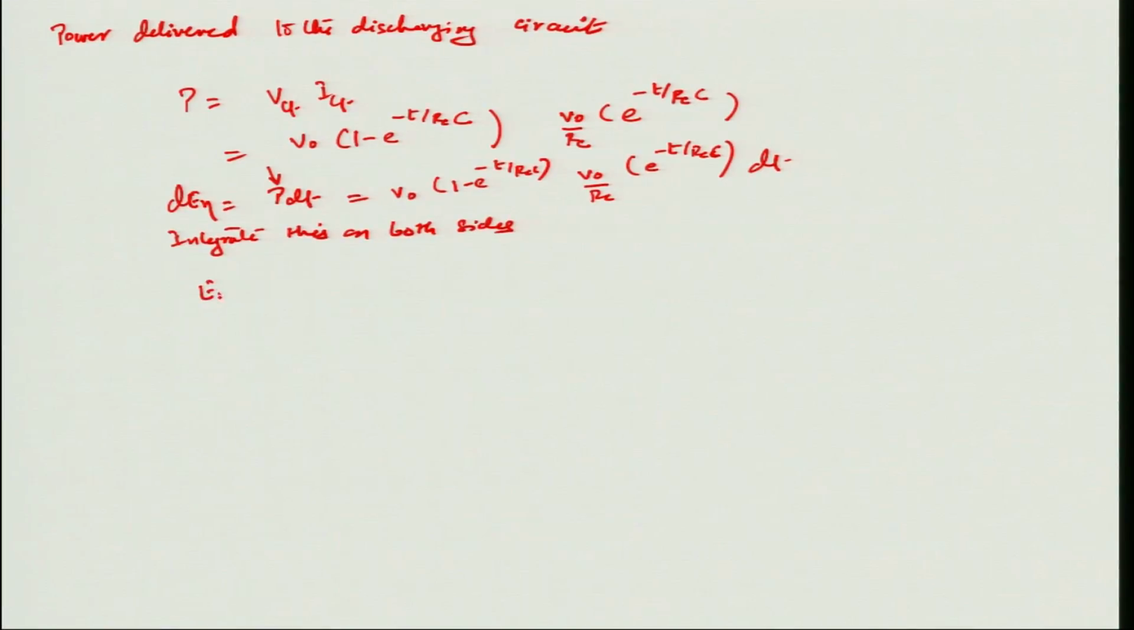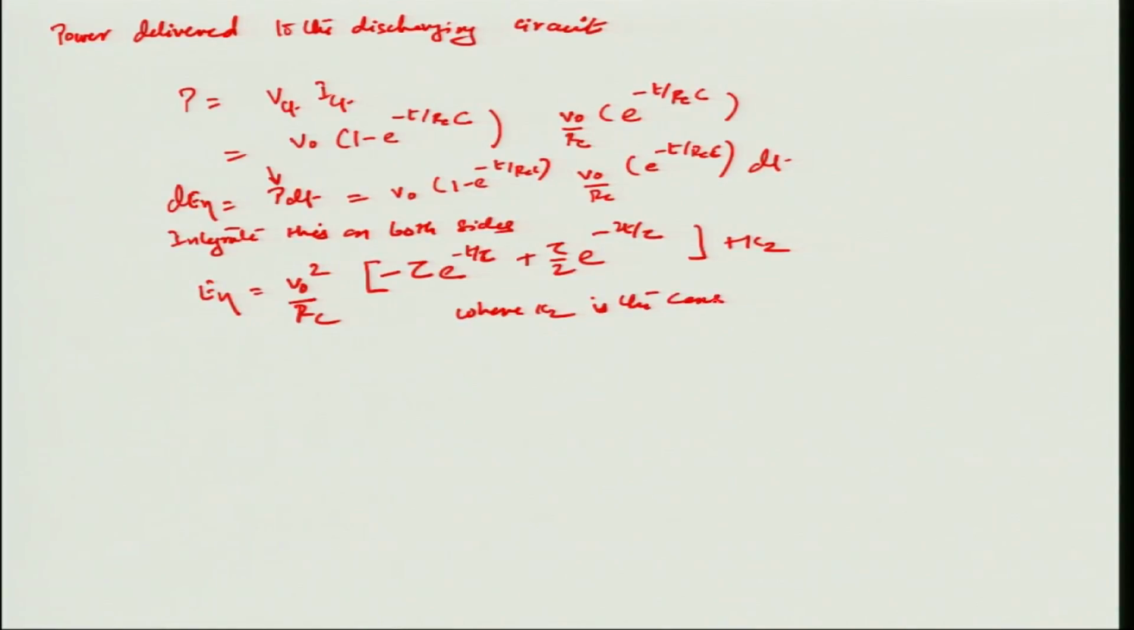we are left with the value of En, which is V0 square by RC times of minus tau e to the power of minus t by tau plus tau by 2 e to the power of minus 2t by tau plus K2, where K2 is the constant of integration, and we have assumed this RC to be the time constant tau which we are simply replacing here in all these terms for brevity in the way we are representing the equation. So let us now try to evaluate what this K2 is.